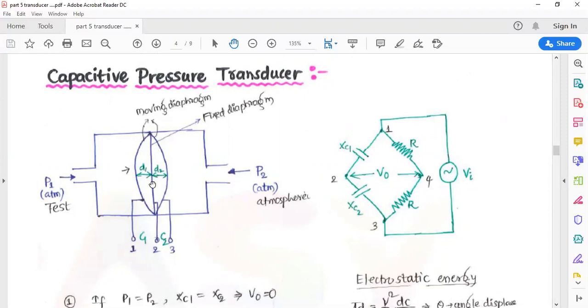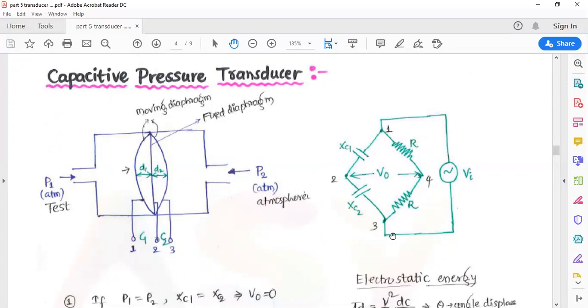These changes appear in the form of capacitance. This is C1 capacitance, this is C2 capacitance, and the equivalent circuit of this arrangement is shown here. Here this is XC1, this is XC2, and R1 and R2 are the resistances.